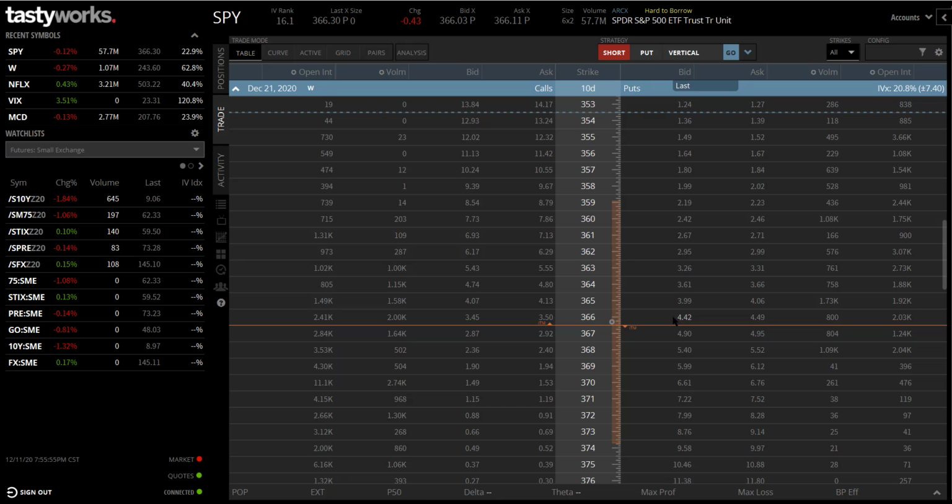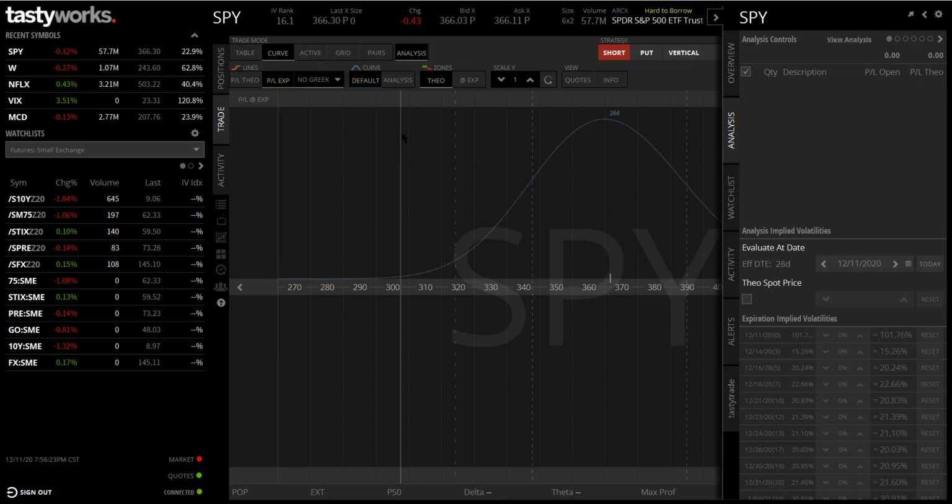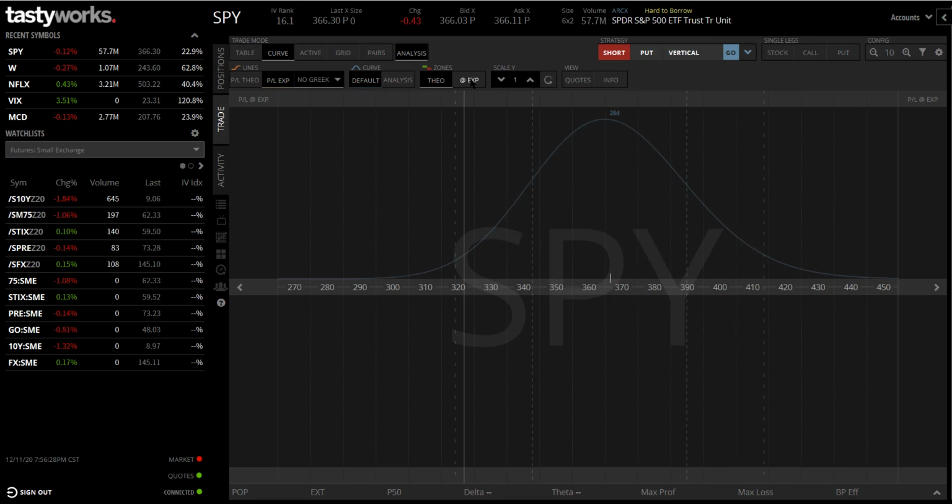We've got the curve, and at a glance you can again see those dotted lines, the thin one and the thick one. You've got your bell curve, 1 standard deviation form, and at a glance you can look for the short tail or the long tail and try to identify if there is skew in the market that you're trading. And then from here you can also turn on the analysis side, and that gives you the opportunity to change things from a theoretical perspective to an at expiration perspective.